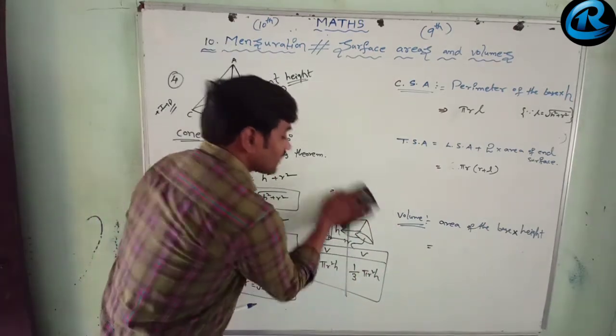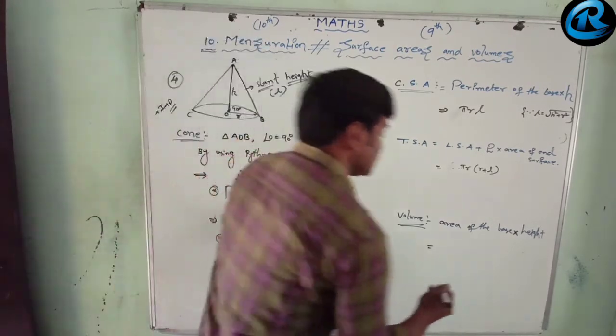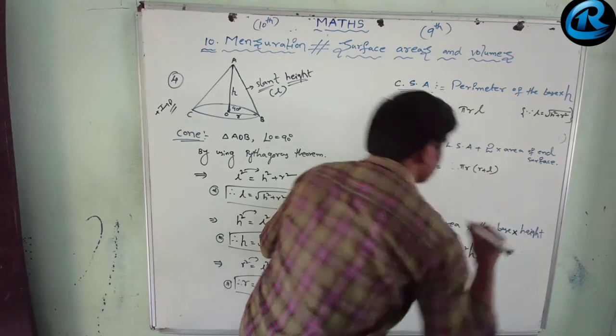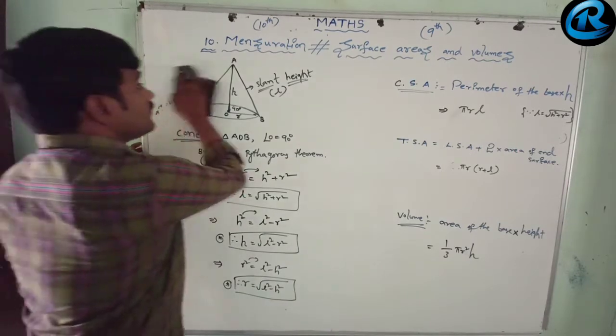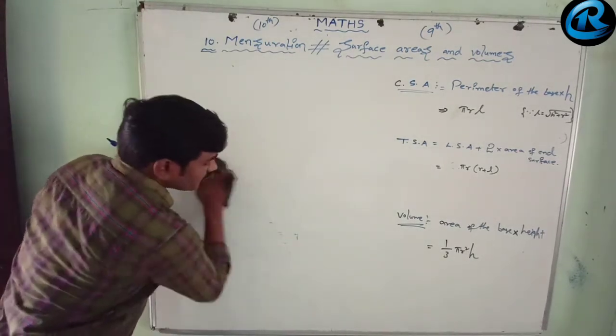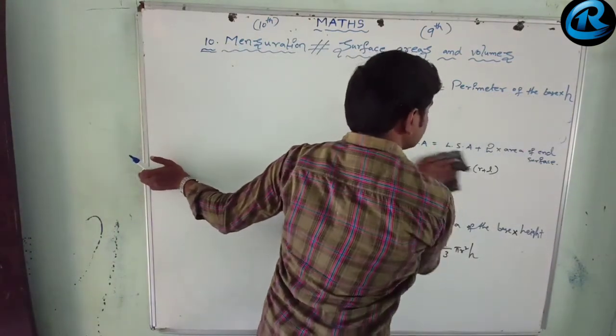So the volume of the cylinder we have already learned, that is pi r square h. Then the volume of the cone is 1 by 3 pi r square h. Then we go for the next. We have completed 4 now. Let's go for the 5th one and 6th one.